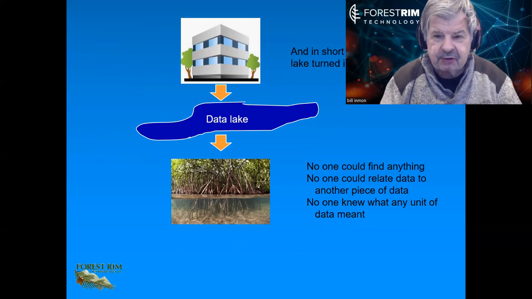And what happens when you wake up and find out what happened to your data lake? You find out that your data lake has turned into a data swamp. And what I mean by that is that no one can find anything. No one can relate data to any other pieces of data. No one knew what any unit of data meant. And so what happened was people put all this data in their data lake, and nobody ever came and did anything with it. Instead of being a corporate asset, it was definitely a corporate liability.